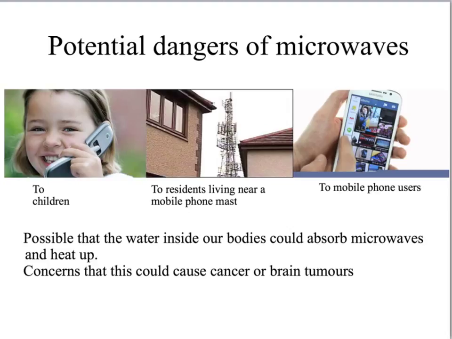Of particular concern are children, because their brains are still growing and developing. People who live near mobile phone masts, because they could actually be receiving a much greater intensity of microwaves. And perhaps all mobile phone users could be considered at risk. If we're having long phone conversations, holding our phones close to our heads for a large amount of time, then those microwaves could possibly be affecting our brains.